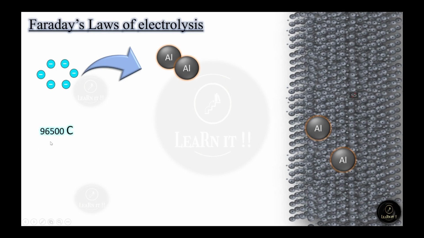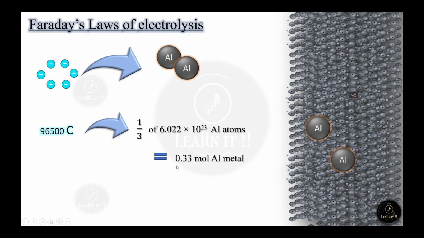If we provide 96,500 coulombs of charge, then there will be deposition of 1/3 of 6.022 into 10 to the power 23, that is Avogadro's number of aluminum atoms, which is equal to 0.33 mole of aluminum metal, which is equal to 9 gram of aluminum. By this, we can conclude that if we provide 96,500 coulombs of charge, then only 0.33 mole or 9 gram of aluminum metal gets deposited.